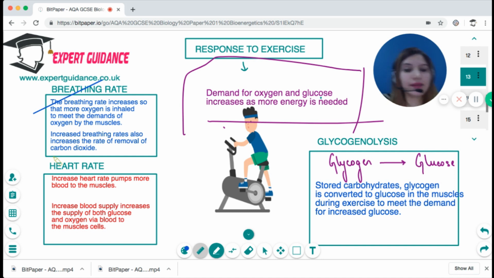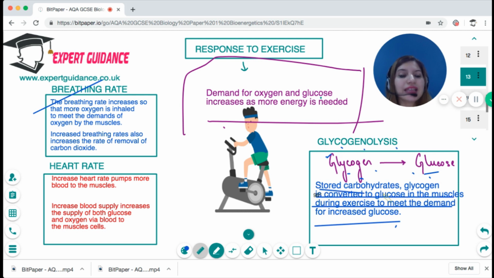to a muscle cell. Okay, and your body stores excess glucose as glycogen. So as the demand for glucose increases, the glycogen needs to be broken down back into glucose, and this process is known as glycogenolysis. So the glycogen breakdown happens in your muscles. The excess glycogen gets converted into glucose.